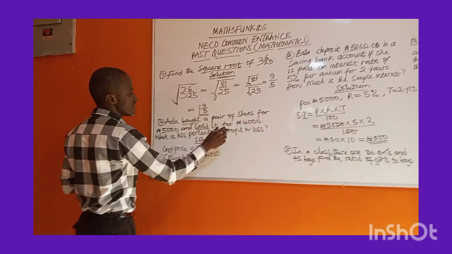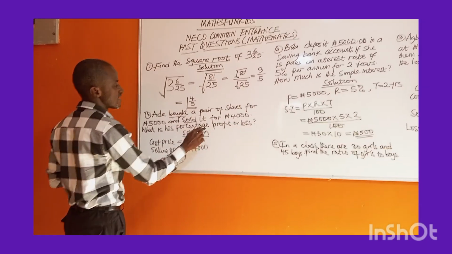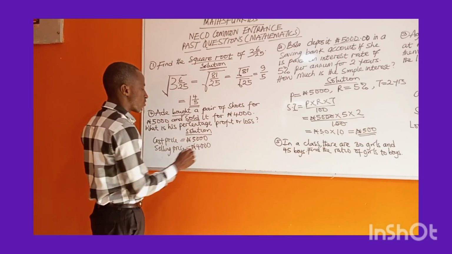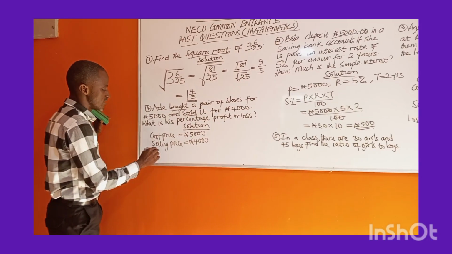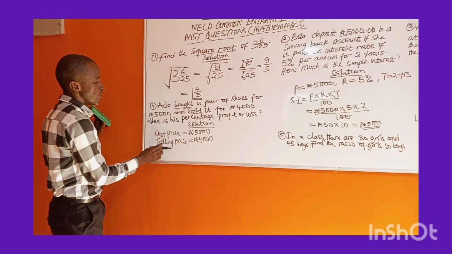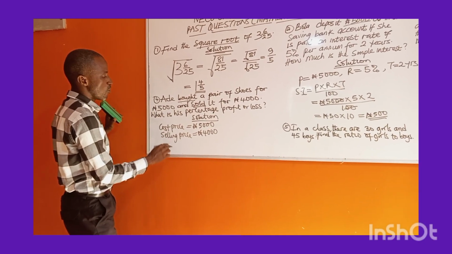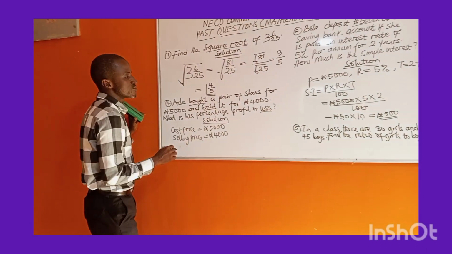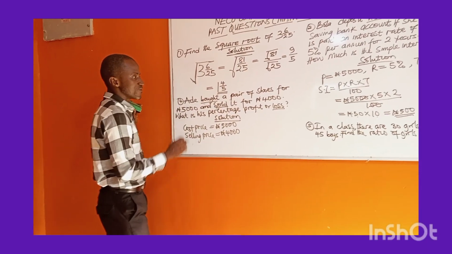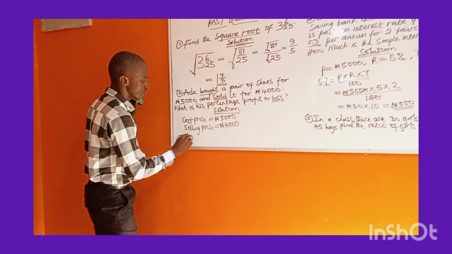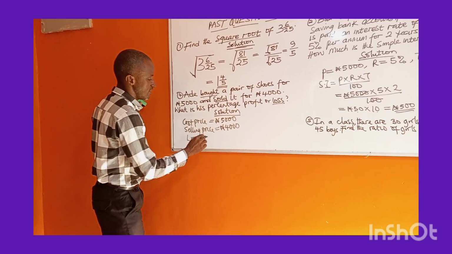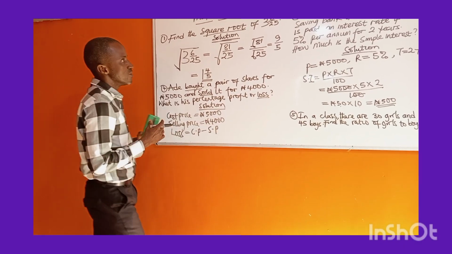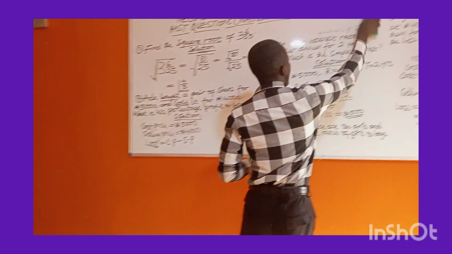Now, the question says: what is the percentage profit or loss? We can see that when the selling price is less than the cost price, we experience loss. So what we are going to calculate here is percentage loss. It is not percentage profit. So we first of all calculate the loss, and loss is the cost price minus selling price.